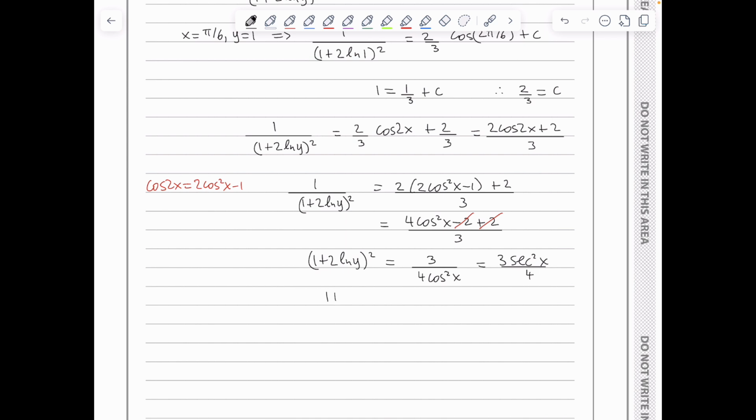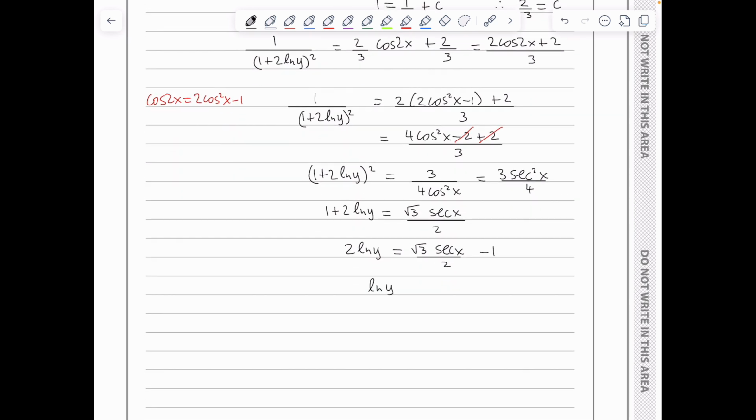This leads to 1 plus 2 ln of y being equal to root 3 sec x and all of it over 2, which means that we're looking at 2 ln of y is equal to root 3 sec x over 2 minus 1. I will divide everything by 2 to isolate the ln y term. So we've got ln of y is equal to root 3 over 4 sec x minus a half. And the only thing missing is to do e to the right hand side to get rid of the ln. So we've got y is e to the root 3 over 4 sec x minus a half.